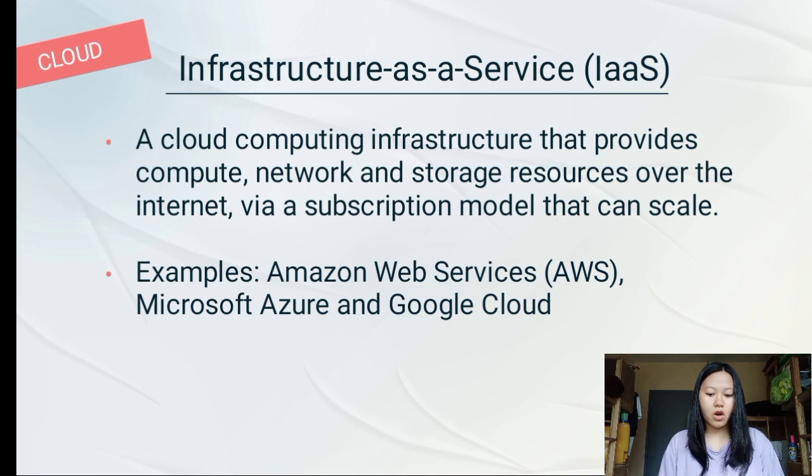With Infrastructure as a Service, organizations can rent and access infrastructure components such as virtual machines, storage, networks, and operating systems. Examples of this are Amazon Web Services, Microsoft Azure, and Google Cloud.